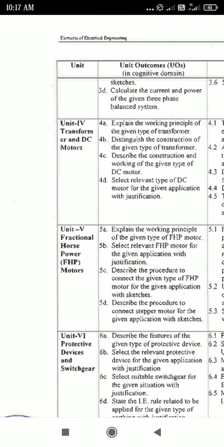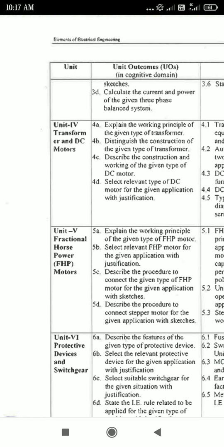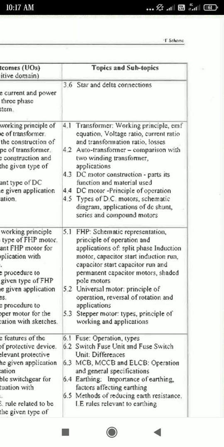Then the next unit is unit number 4, Transformer and DC Motor. In this unit, we discuss the definition of transformer. What is meant by transformer? What is the function of transformer? What is the construction of transformer? Then types of transformer, transformer working principle, EMF equation, voltage ratio, current ratio, and transformation ratio.